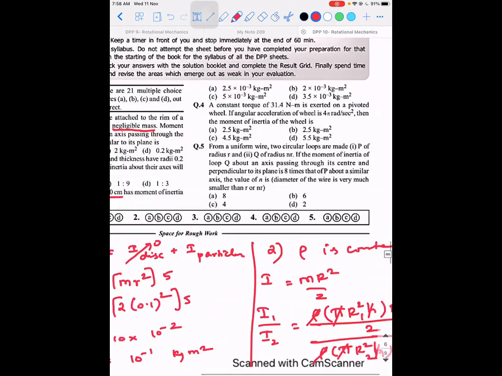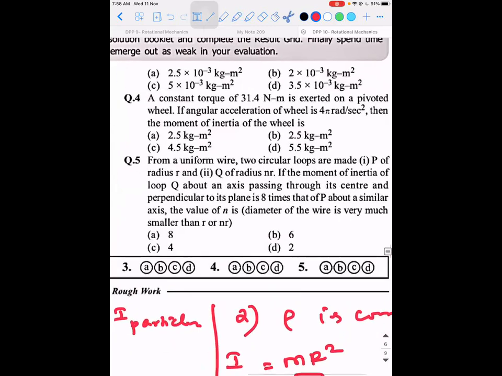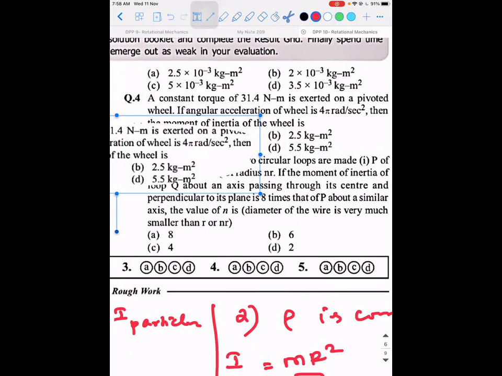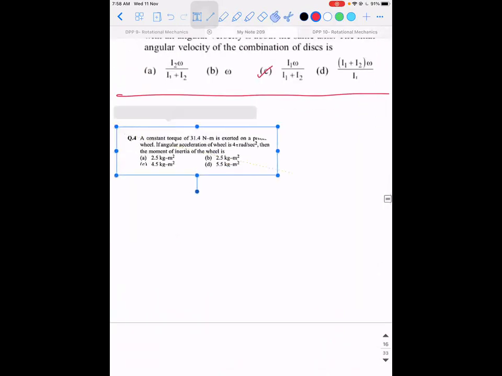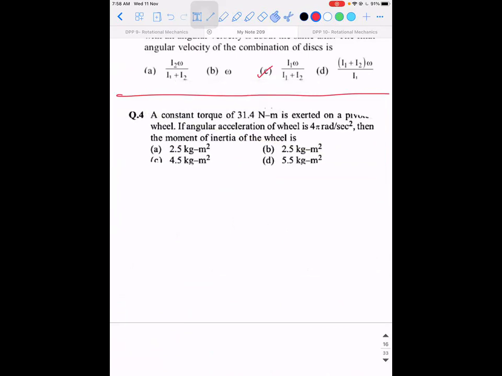So let's do the fourth one. There is a constant torque of 31.4 Newton meter exerted on a pivoted wheel. If angular acceleration of the wheel is 4 pi radians per second square, then the moment of inertia of the wheel is how much?